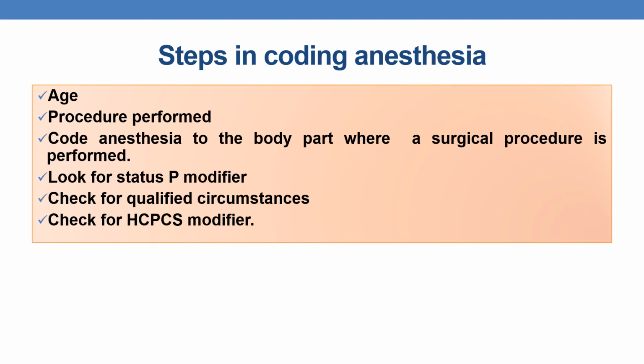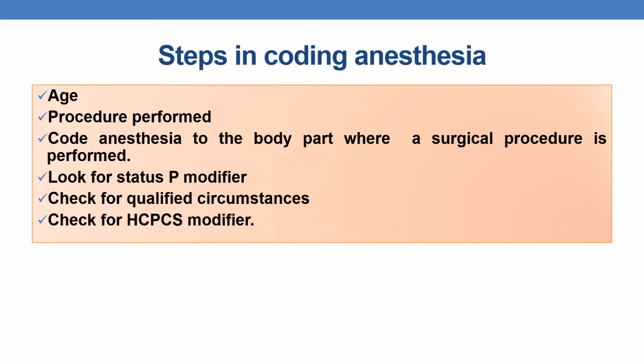Finally, coming to steps in coding anesthesia. So whenever we code anesthesia, we must take into consideration 6 factors. The first point is we must look for the age of the patient. And the next is you have to look for the procedure performed. You have to look for complete description of the procedure performed. And finally, you have to code anesthesia to the body part where a surgical procedure is performed.